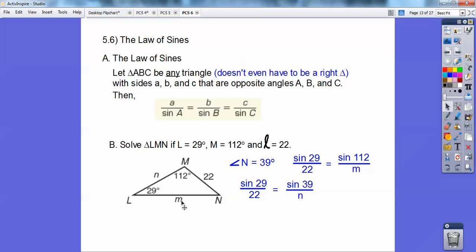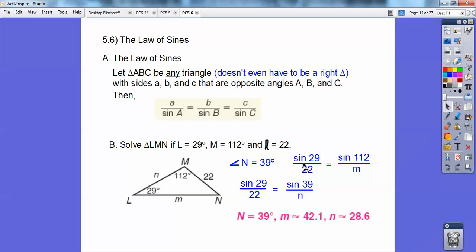Okay, and then you can also do the sine of 29 over 22 equals the sine of 39, which is this angle, over this side right here. And then cross multiply, and you should get m to be about 42.1 and n to be about 28.6.